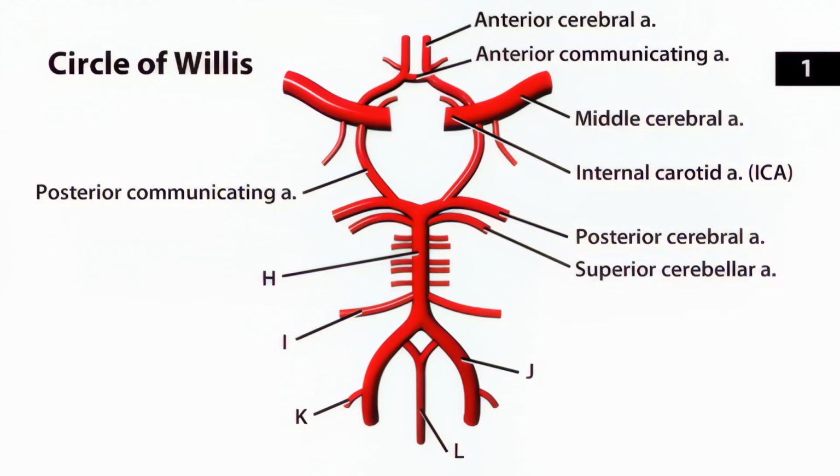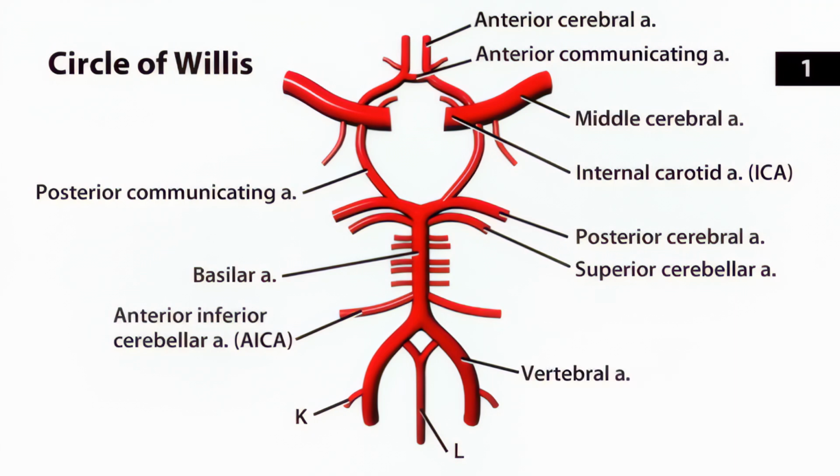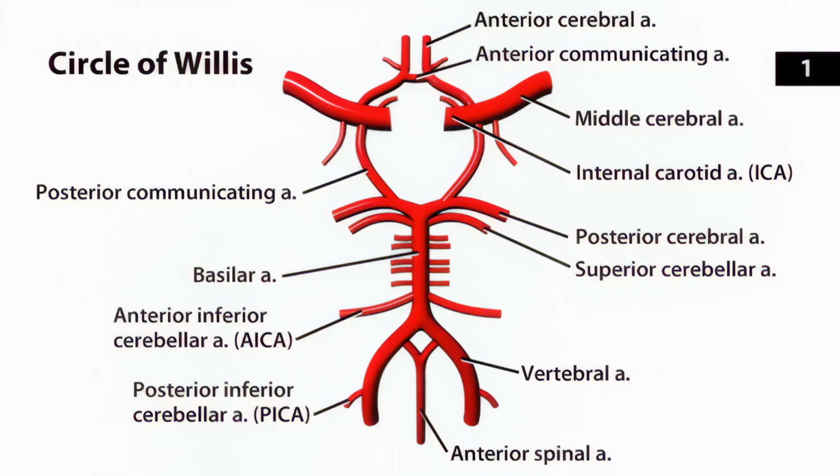G is the superior cerebellar artery. H is the basilar artery. I is the anterior inferior cerebellar artery. J is the vertebral artery. K is the PICA, the posterior inferior cerebellar artery. And L is the anterior spinal artery. All right, that's it for the warm-up. Let's get to the lecture now.